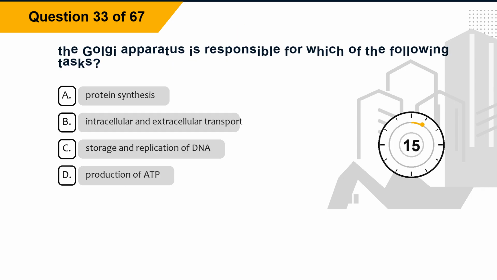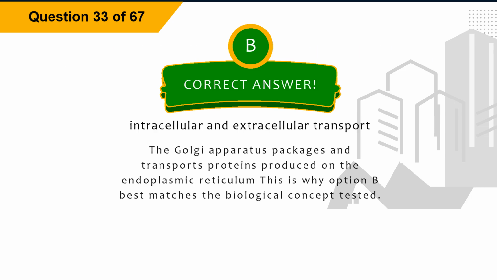Question 33. The Golgi apparatus is responsible for which of the following tasks? Option A. Protein synthesis. Option B. Intracellular and extracellular transport. Option C. Storage and replication of DNA. Option D. Production of ADP. The correct answer is option B.